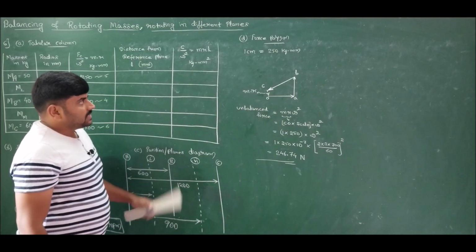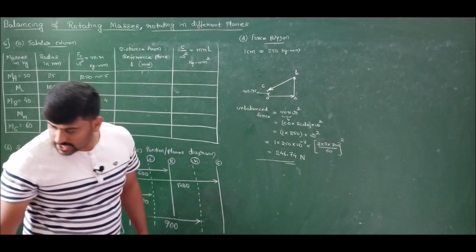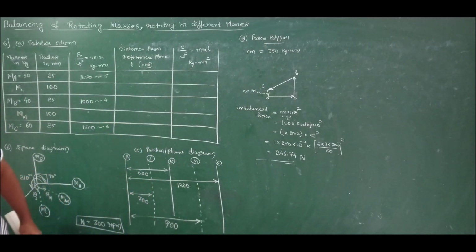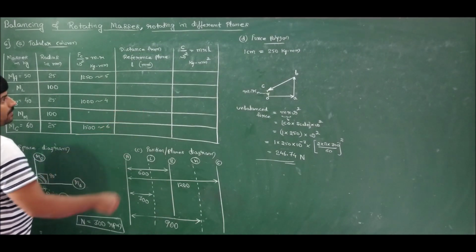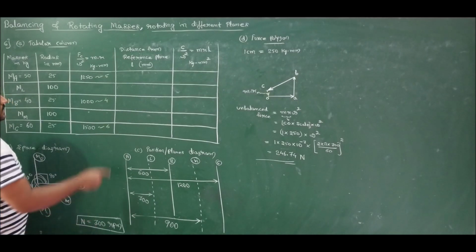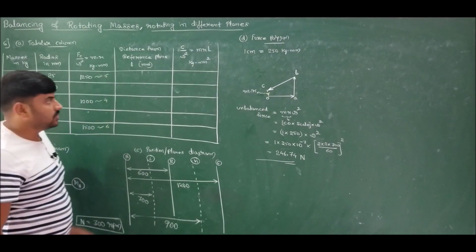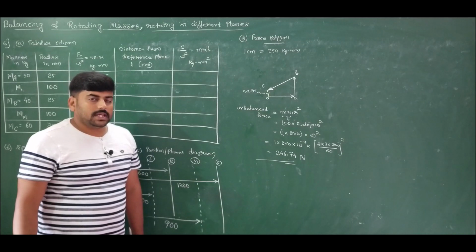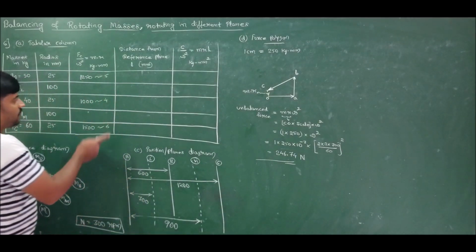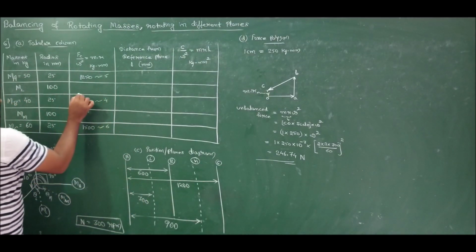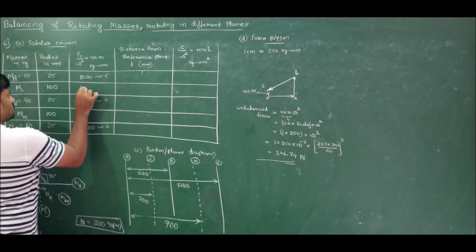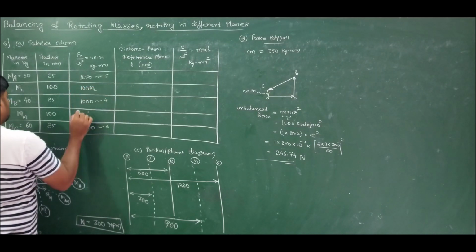Now I want to find the unbalanced couple. To find the unbalanced couple, I should complete the tabular column, because I should draw the couple polygon for which I want a distance from the reference plane. Without that I cannot complete the couple polygon. So I should choose a reference plane. Hence this can be written as 100 mm. This is 100 mm.